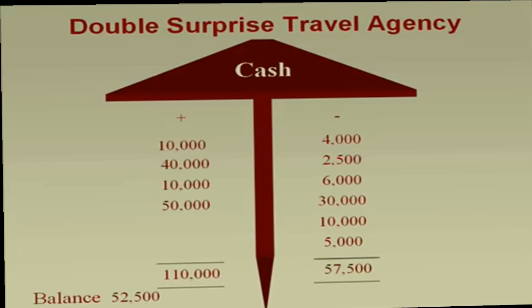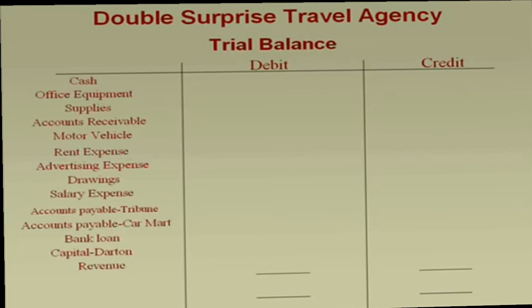Are you done? The first thing I want you to do is do what's called a trial balance, which looks like this. Debit means left, credit means right. List the names of all the T accounts. For example, the first was cash. What was the final balance? Was it left or right? Do you remember? It was 52,500 on the left. So for cash, you put 52,500 left. Do the same for office equipment, supplies, and go down.